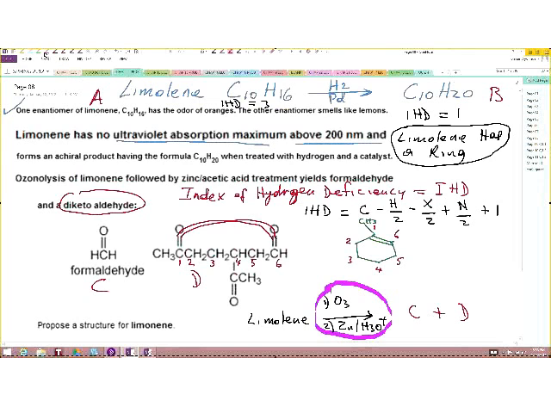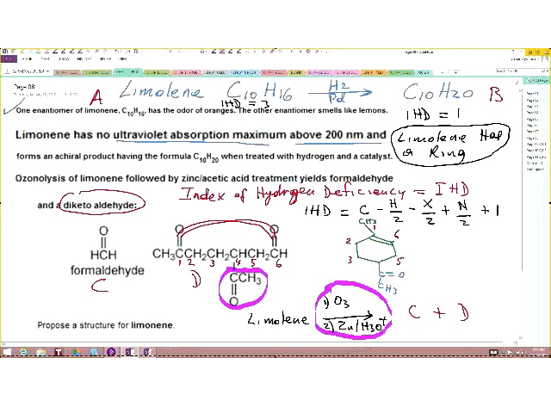Okay, now, this group here, what carbon is this group attached to? Carbon 4. So let us place that here. So far so good, right? So now we've explained this part of the molecule.